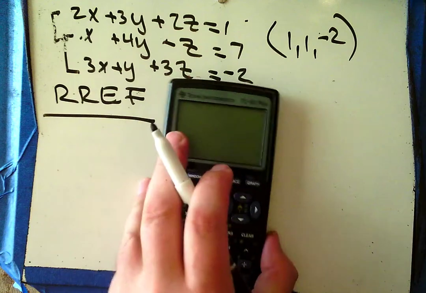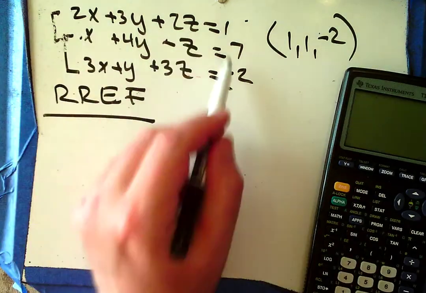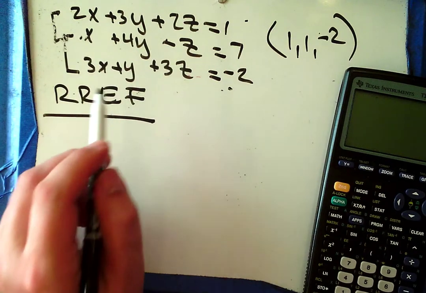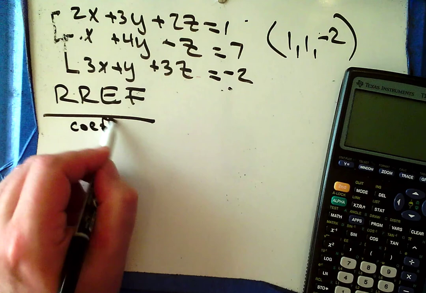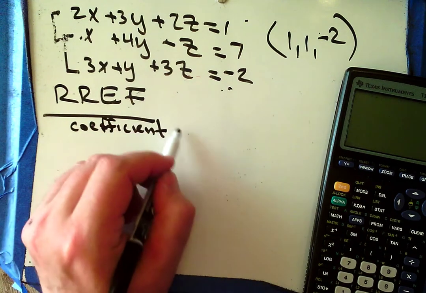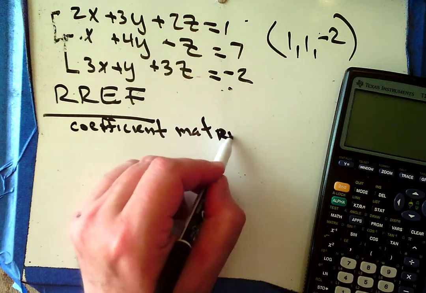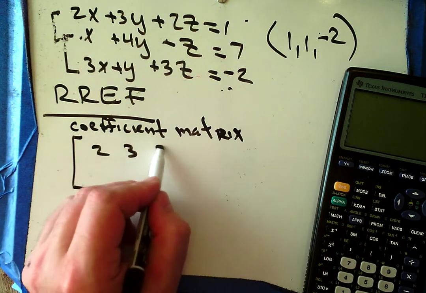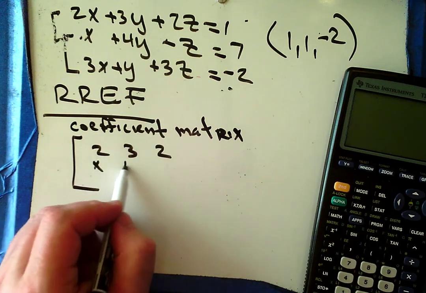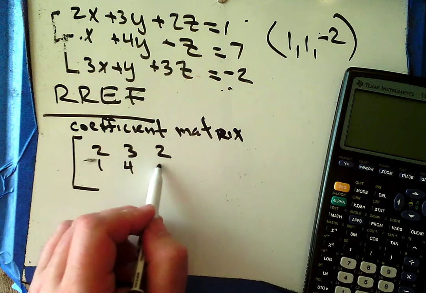So let's type in this matrix. In fact, I want to say something about this system. We've got a couple of matrices here. First, we could talk about a coefficient matrix. And our coefficient matrix is just made up of these coefficients. It doesn't have any of the answers, just the coefficients.